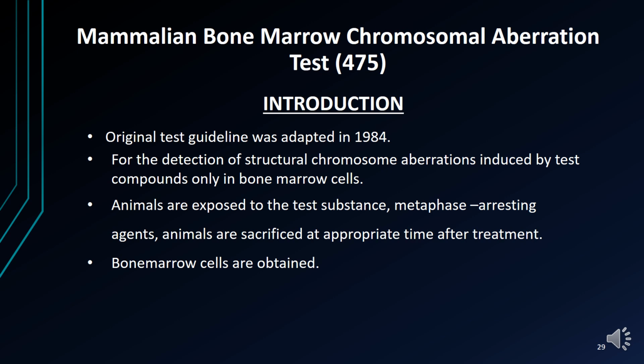Here, the animal is first exposed to the test substance, then it is treated with a metaphase arresting substance. Examples are colchicine and colcemid. The animal is sacrificed at the end after a particular time. After the sacrifice, bone marrow cells are isolated and examined for the chromosomal aberration test. If chromosomal aberration is observed in the bone marrow cell, it will indicate that the chemical is showing mutagenicity or genotoxicity.